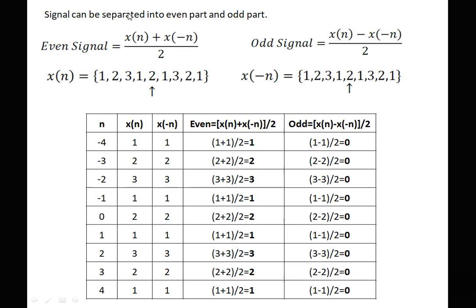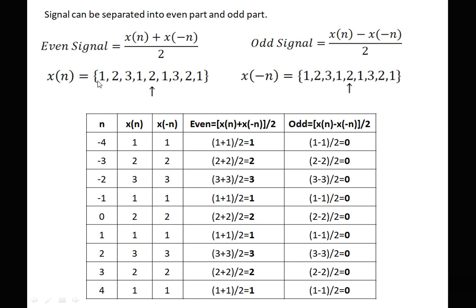Every signal is composed of even and odd parts. We can separate the signal into its even and odd part. The even part is given by x of n plus x of minus n divided by 2. The odd part is x of n minus x of minus n divided by 2. Now this is the problem that we have to solve.